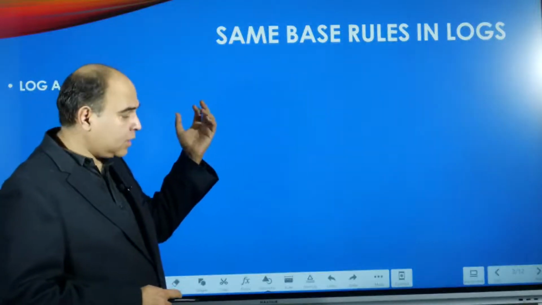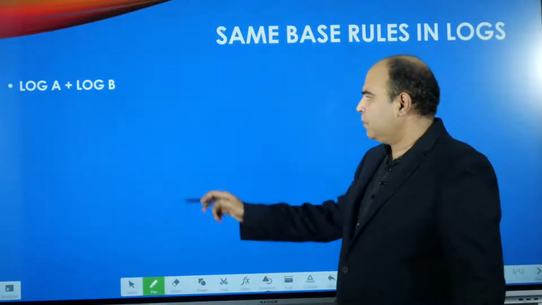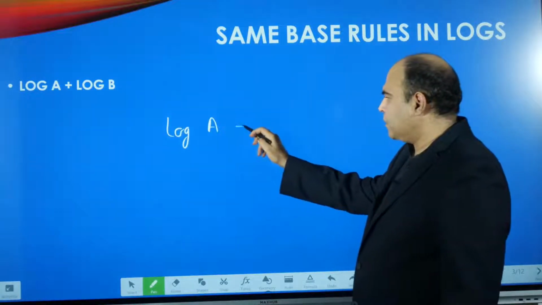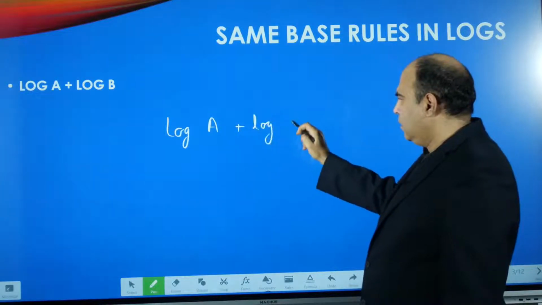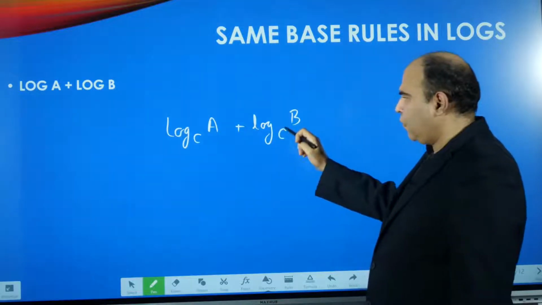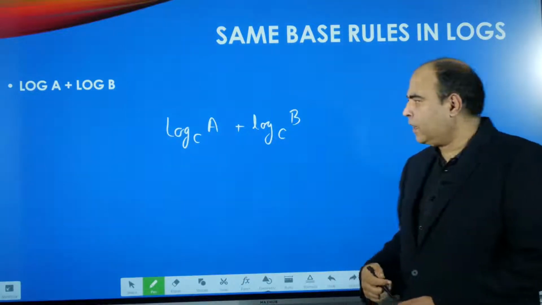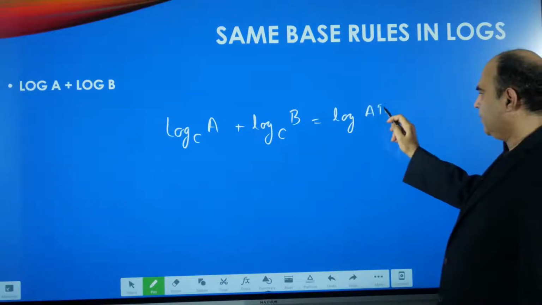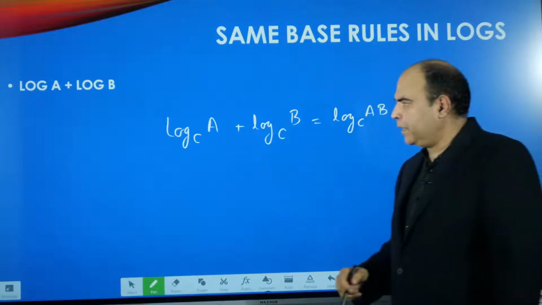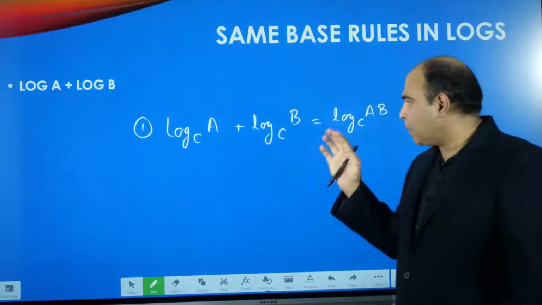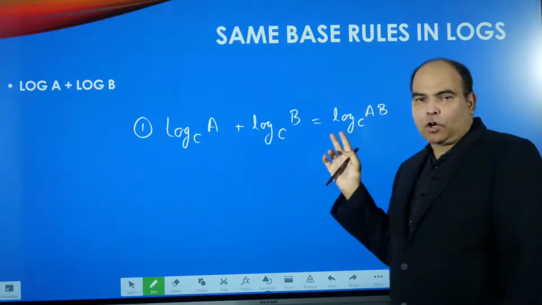So we are talking about the same base rules in logs first, and the first one is the usage of something which I have written there as log A plus log B. But when I say log A plus log B, they should be the same base, let's say C. If log A plus log B to the same base C is there, then this can be written as log AB to the base C. This is the first base change rule. If log A to the base C plus log B to the same base C is there, then you can write log AB to the base C.